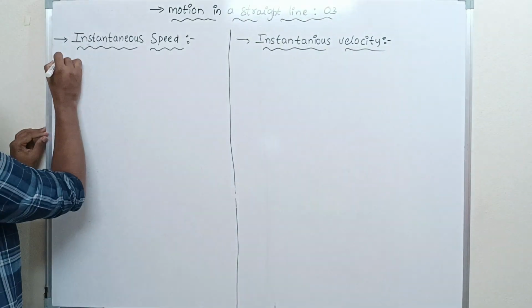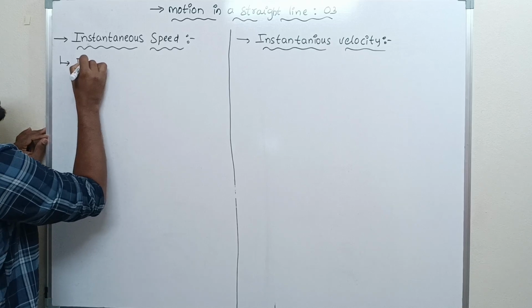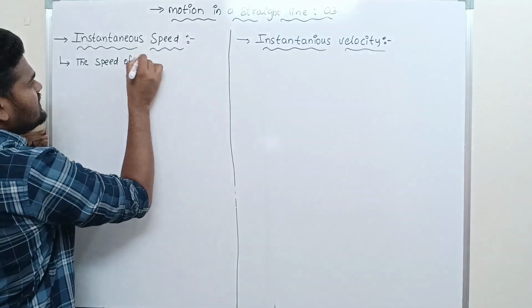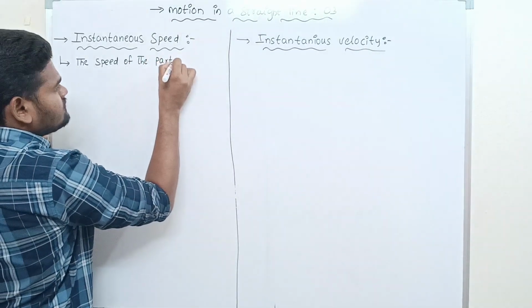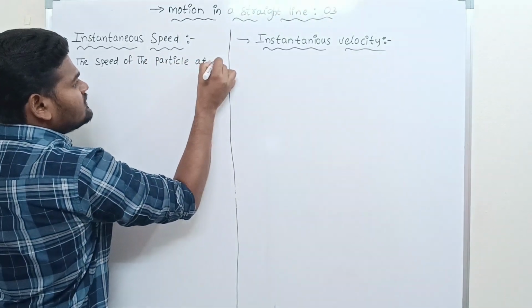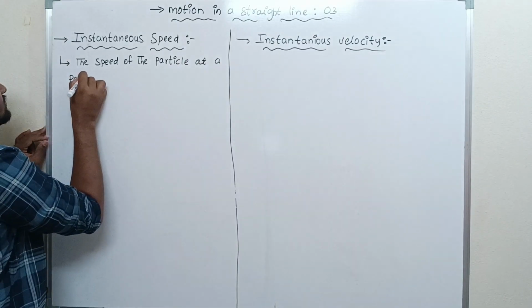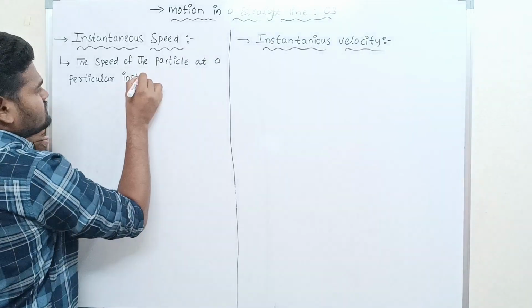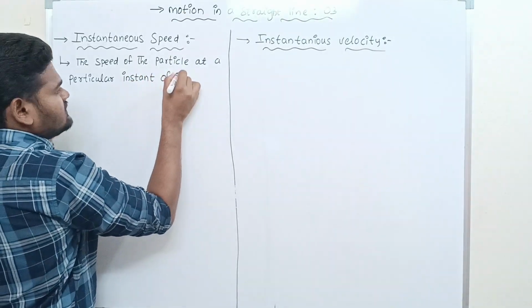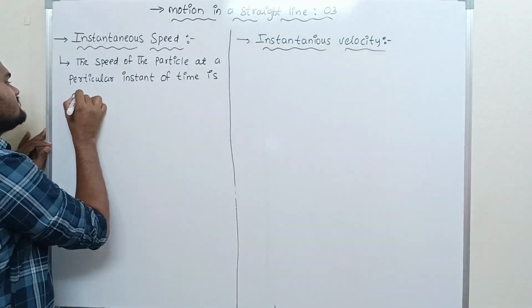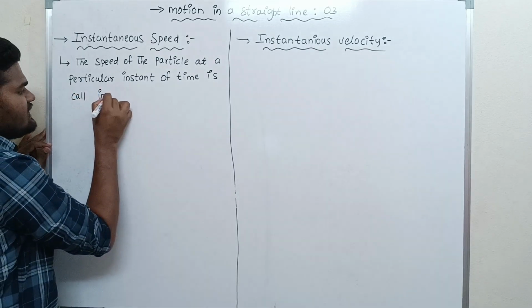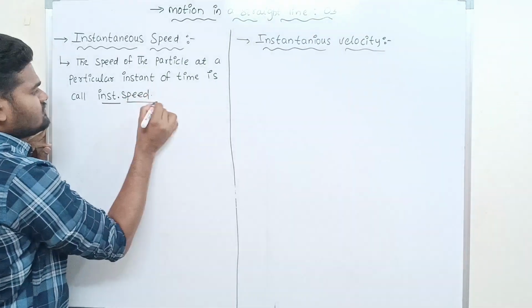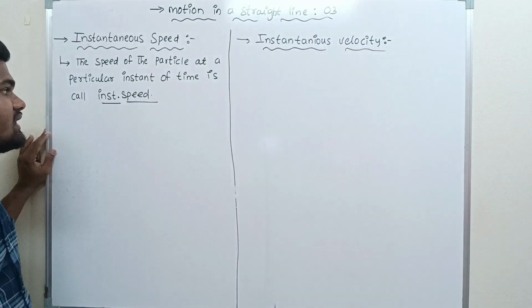Have a look. Instantaneous speed: the speed of the particle at a particular instant of time is called instantaneous speed.